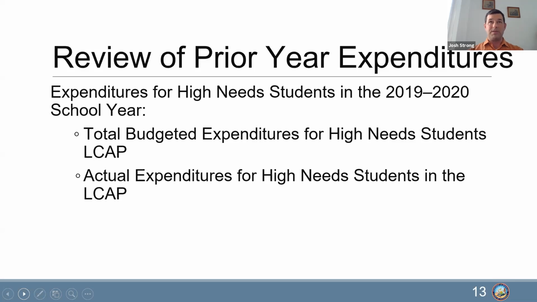That was something that was clarified in Senate Bill 820. However, in this particular year, the high-level overview of prior year expenditures within the budget overview for parents is actually preceding the full annual update within the LCAP. So just be aware that that's what's being asked for here. Next slide.